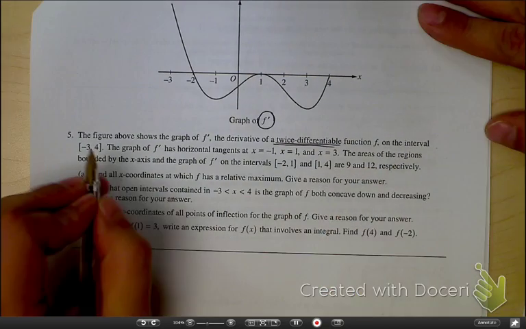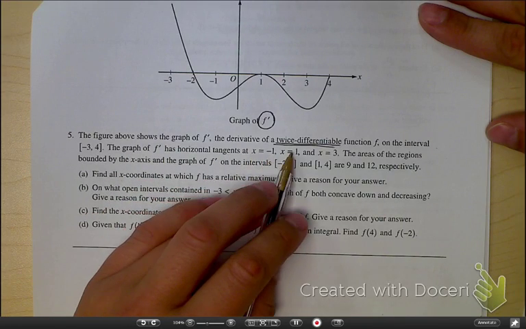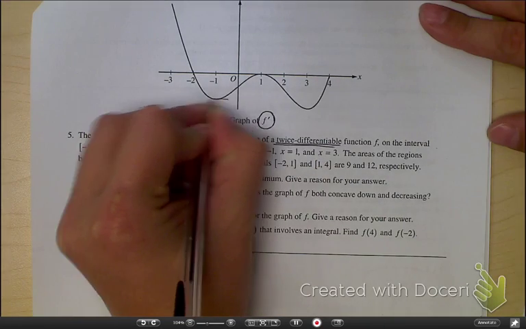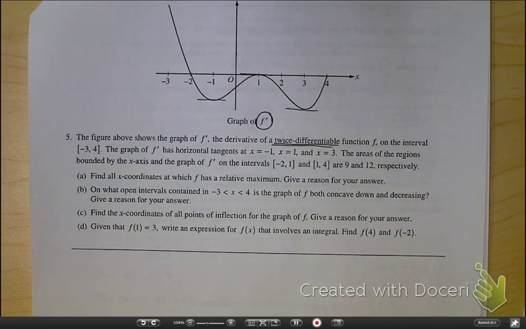It says on the interval from -3 to 4, the graph of f prime has horizontal tangents at x equals -1, +1, and 3. So maybe let's just draw some horizontal tangents at -1, +1, and 3. And that way we don't forget about those later.